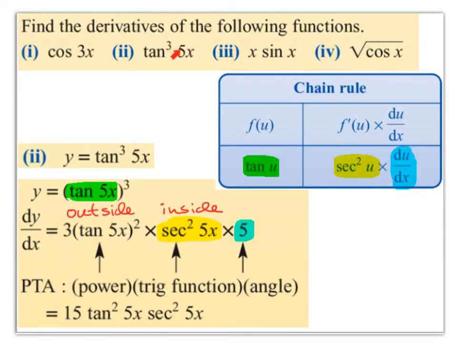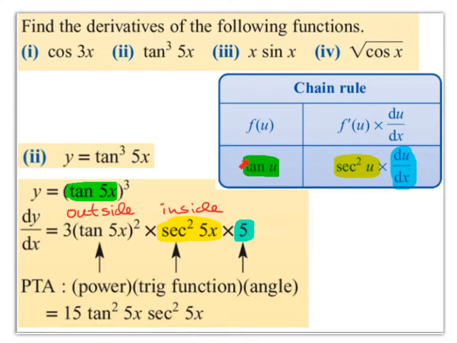Tan cubed 5x. So if y is equal to tan cubed 5x, we can rewrite that as (tan 5x) to the power 3. So dy dx, we differentiate the outside, so we bring the power down in front, we keep the angle tan 5x, we reduce the power by 1, 3 minus 1 is 2. So that's the outside. Then we multiply that by the derivative of the inside. So inside we have tan of 5x.